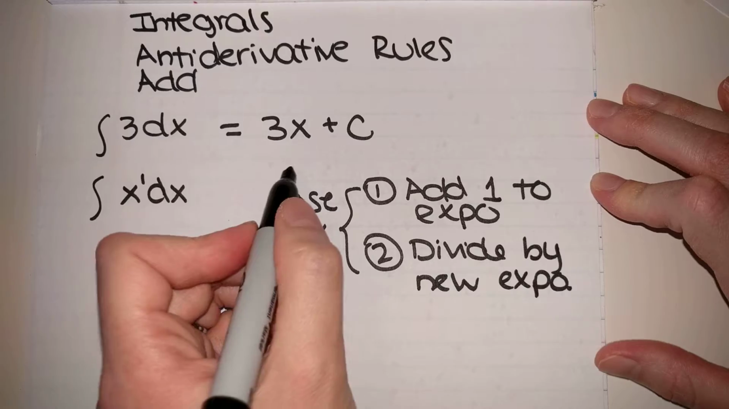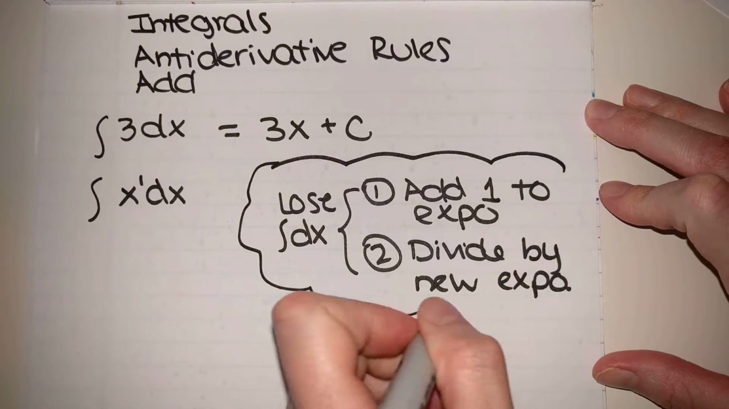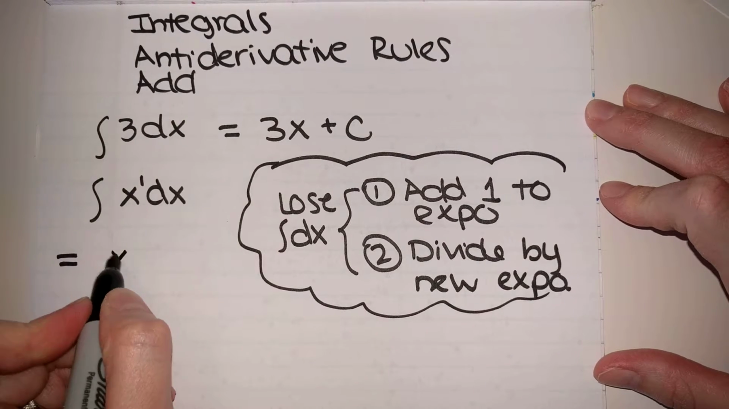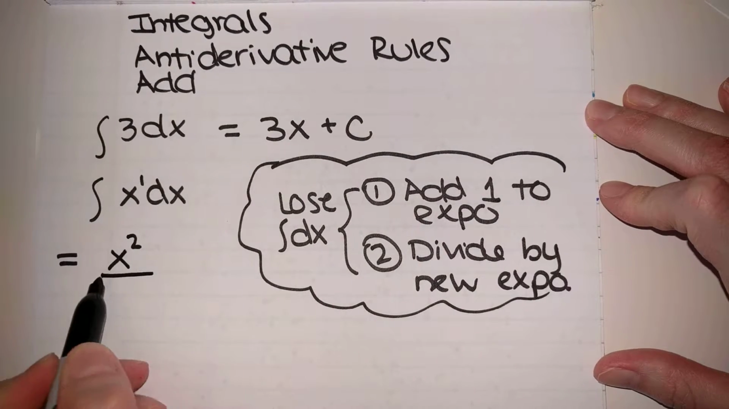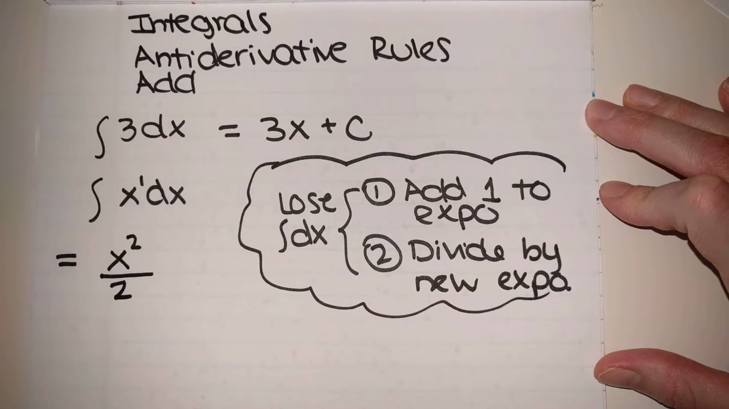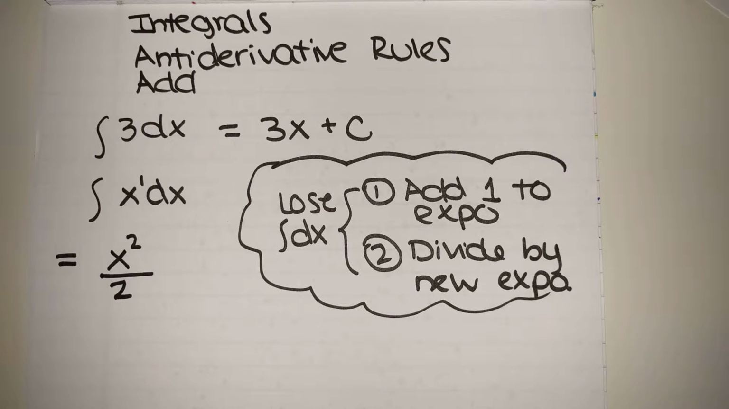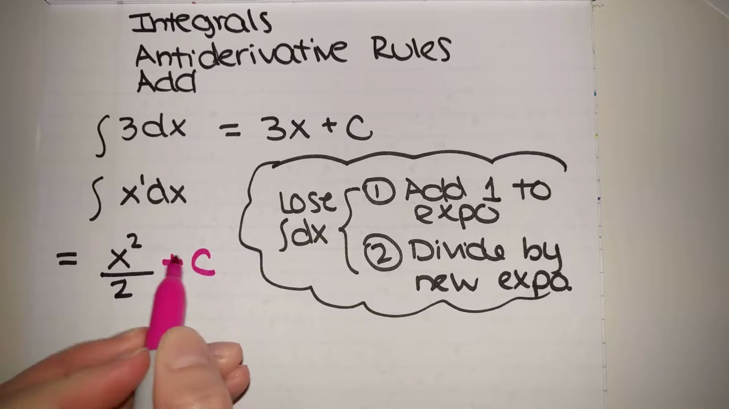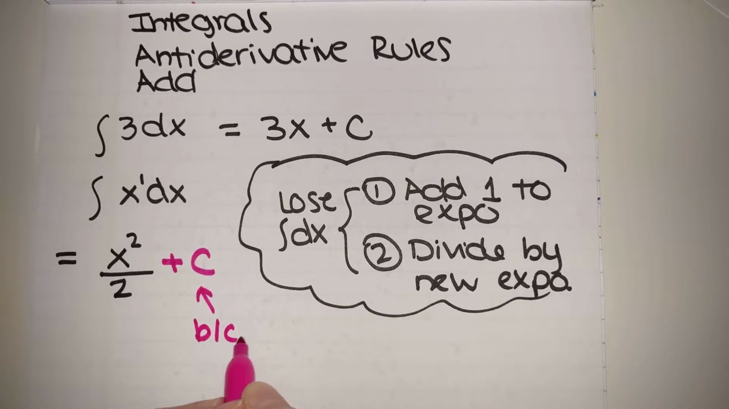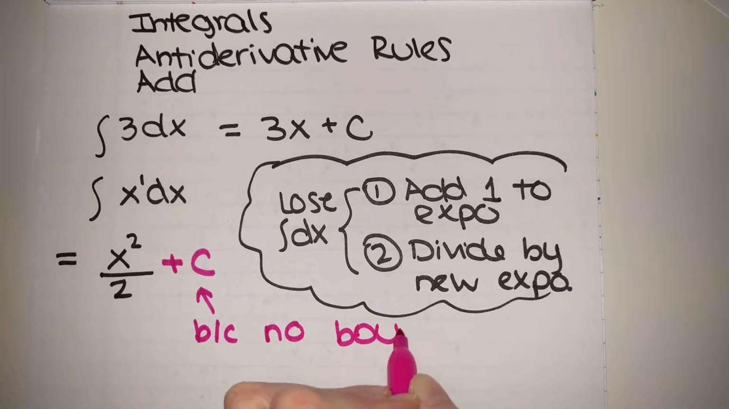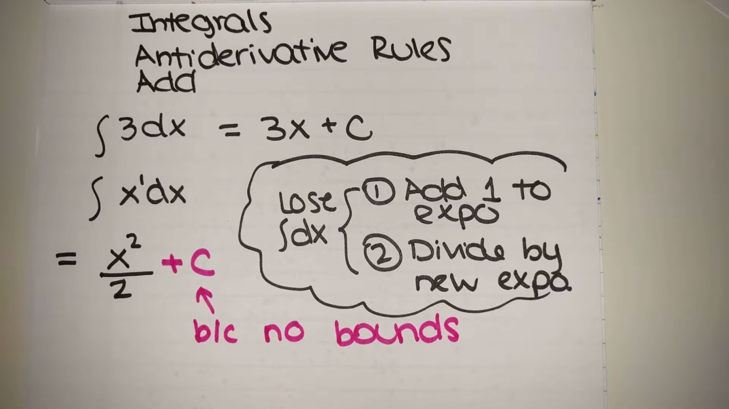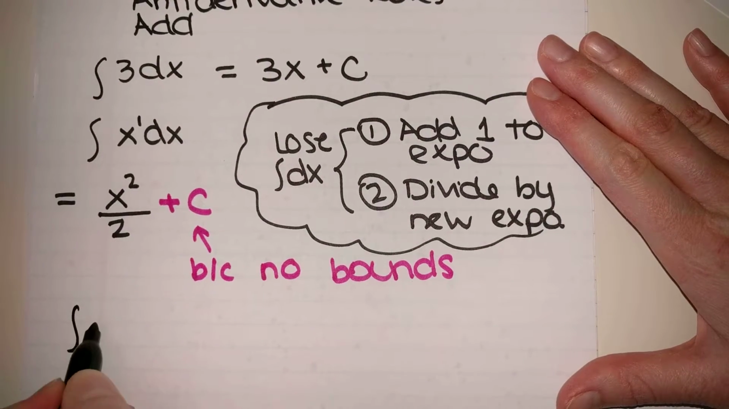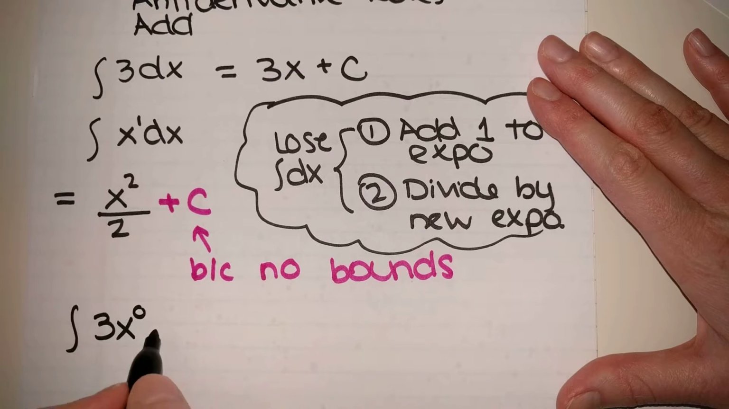So over here, when I start to add 1 to the exponent and divide by the new exponent, I'm no longer going to write the integral dx. I'm just going to have x to the second and then divide by the new exponent of 2. And when I lose the integral dx, because there are no bounds on this integral, we add a plus c. And that plus c again is because there are no bounds, and that means we have what we call an indefinite integral.